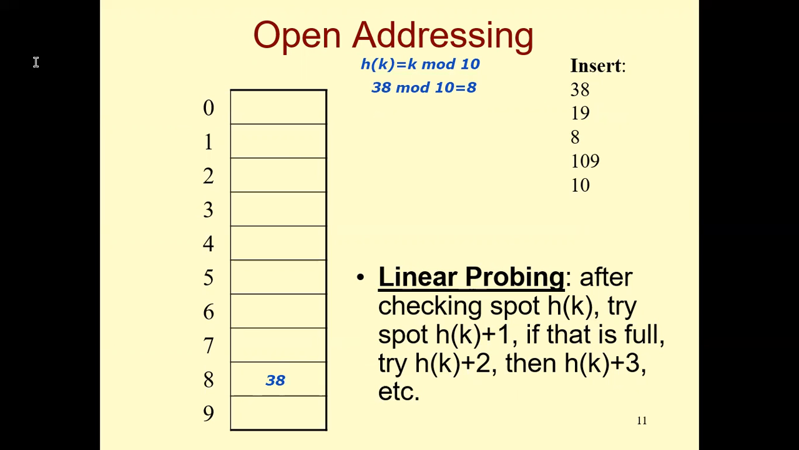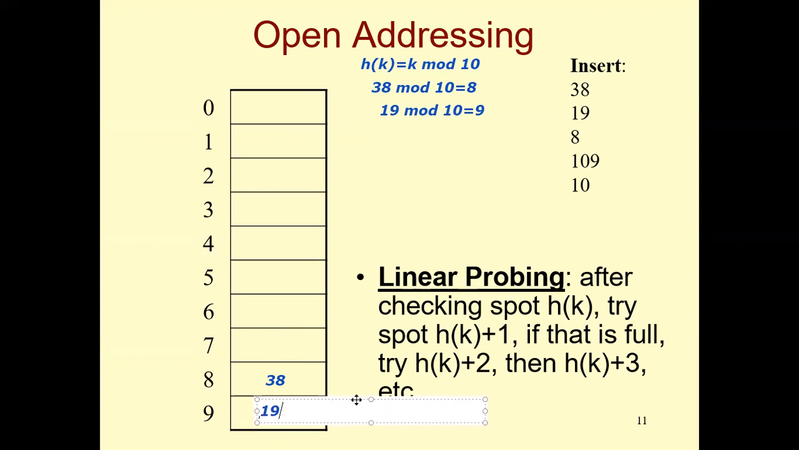The next one we have is 19. So we have 19 mod 10. 19 mod 10 is going to give us 9. So that's 10 into 19 goes one time, remainder 9. Therefore that means 19 is going to go into index 9.